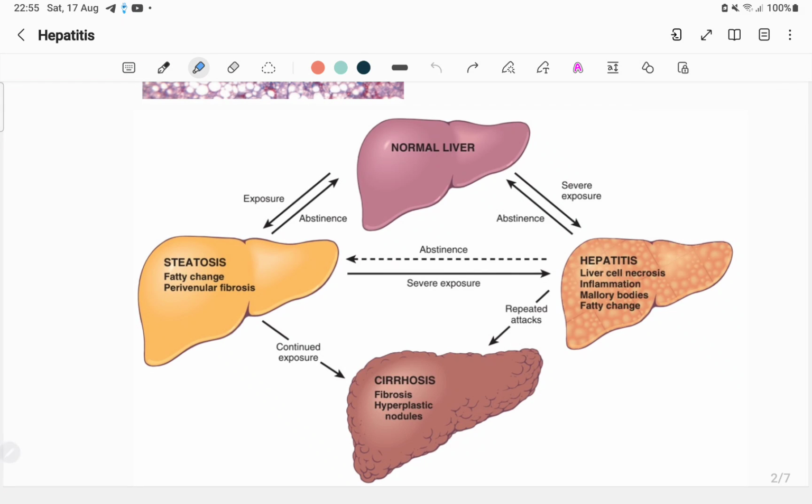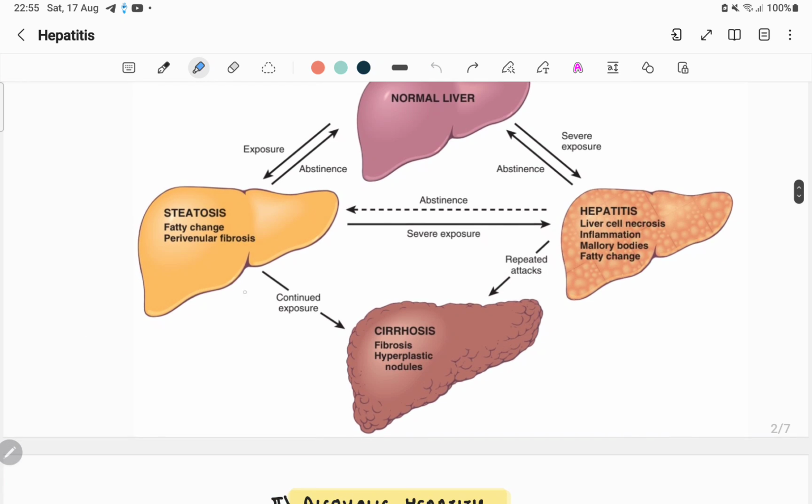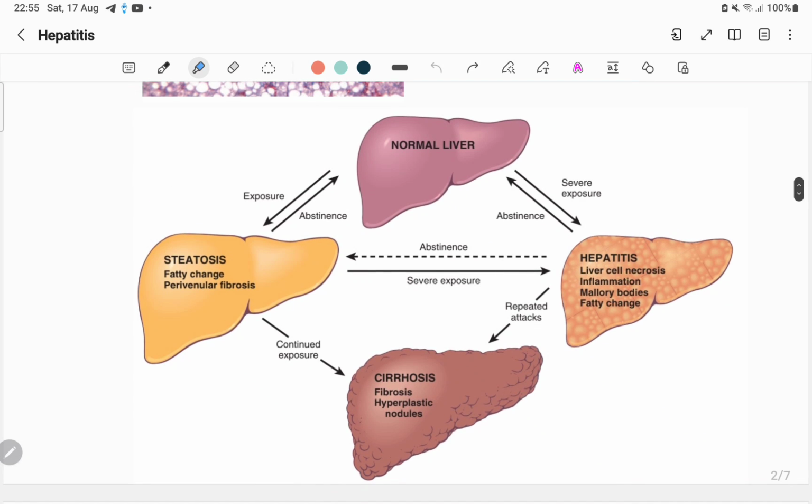Okay, so that was the thing, and here is a diagram from your Robbins textbook, and it is an important diagram. So this is a normal liver, and whenever there is exposure to alcohol and NAFLD, any metabolic causes, or consumption of trans fat. Okay, the most common cause of fatty liver is consumption of trans fat. So it changes to steatosis, that is fatty change. If you continue the exposure, it will lead to cirrhosis of the liver. Cirrhosis means there is fibrosis and regenerative nodules will be seen. Understood? And a normal liver can also progress with severe exposure. If there is exposure, then steatosis and fatty change will occur.